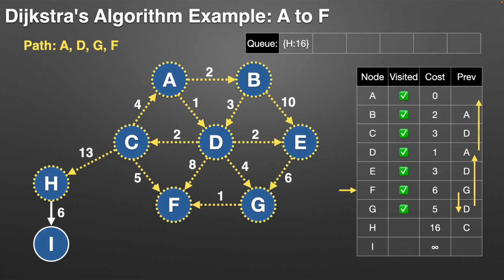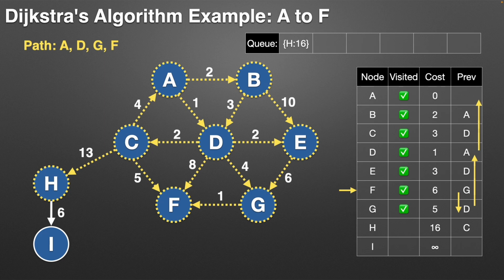So to reconstruct our path, F is where we ended, right? We go to see what was the previous of F, and we're told that's G. So we go to the entry for G. The previous for that was D. We go to the entry for D. The previous of that was A. And we go to the entry for A, and it has no previous because that's our start point. And so that is our path backwards. Flip that around, and we get ADGF as our path.